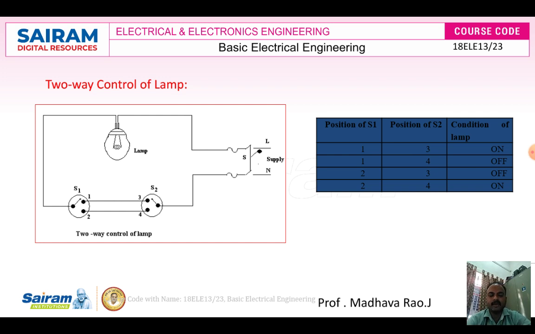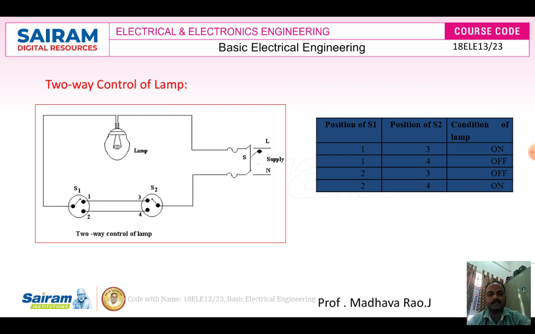Now we have two positions. Each switch will have two positions. Switch 1 has positions 1 and 2, and switch 2 has positions 3 and 4. Now, when switch 1 is connected in position 1 and switch 2 is connected in position 3, the circuit will be closed, the supply will continue, and the lamp will be on.